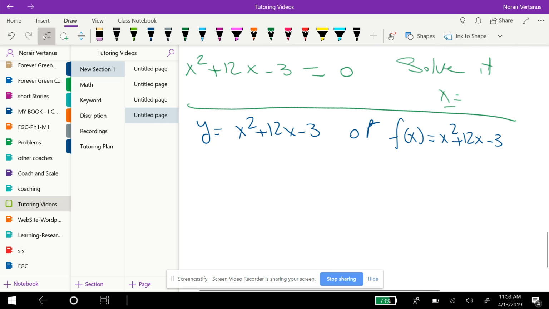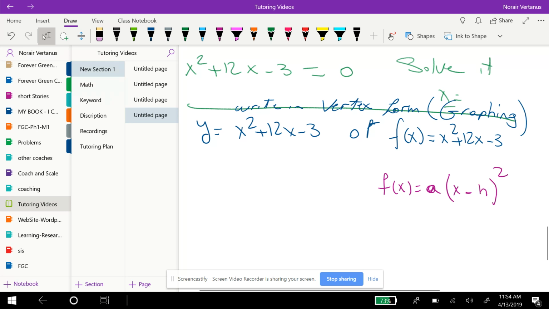Cool? Now, when they're asking to write it in vertex form, or graphing form, sometimes they call it graphing form. Why vertex form? Why graphing form? And what is it? This is vertex form: f of x equal to a, some coefficient, some number, multiplied by parentheses x minus h to the second power, plus k.